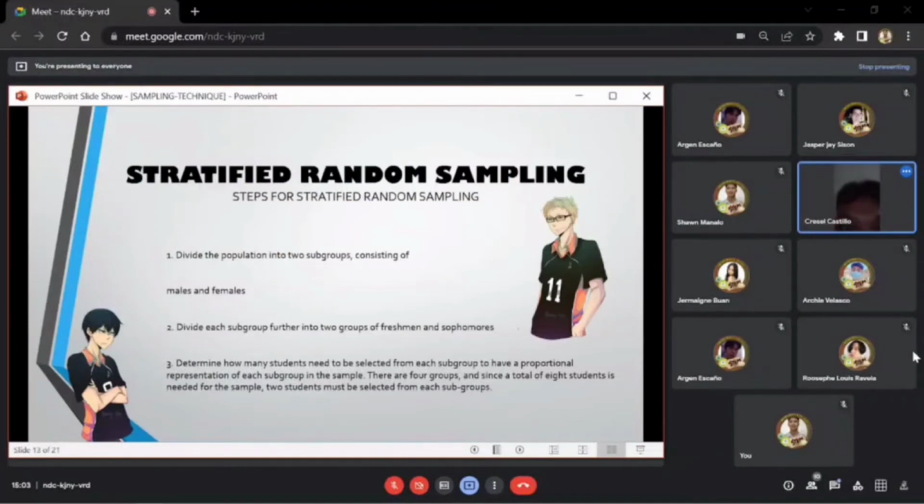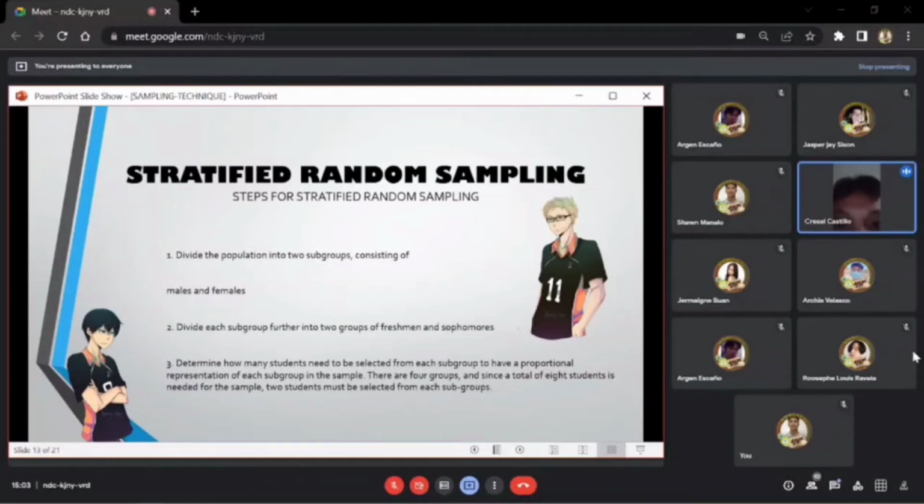These are the steps for stratified random sampling. Number 1, the total of 8 students is needed for the sample. Divide the population into subgroups consisting of males and females. Number 2, divide each subgroup further into two groups of freshmen and sophomores. Number 3, determine how many students need to be selected from each subgroup to have a proportional representation of each subgroup in the sample.